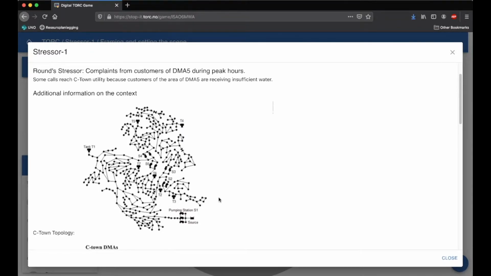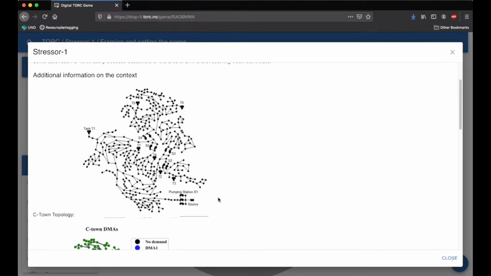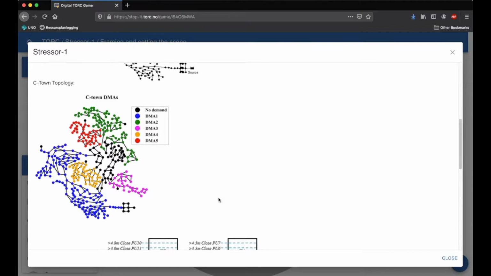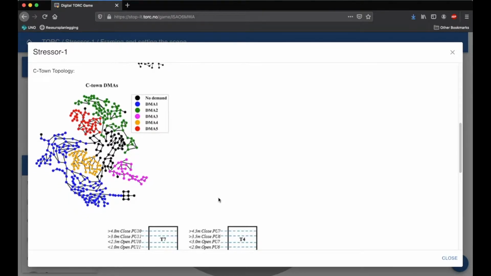So our stressor is complaints from customers of DMA5 during peak hours. Some calls reach the C-Town utility because the customers of this area, district metered area 5, are receiving insufficient water during the peak hours. So there is a problem of pressure. Going just a bit below, you can see other images, for example the C-Town DMAs map, with the distribution of the different DMAs. And we have the stressor at DMA5, which is the one in red.